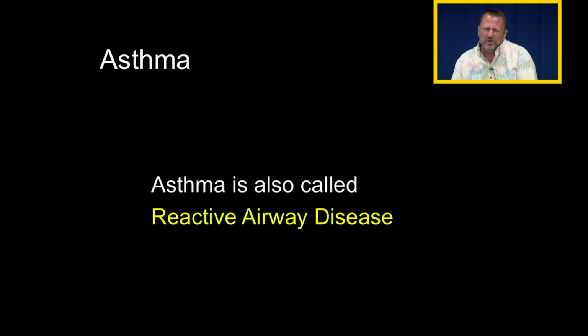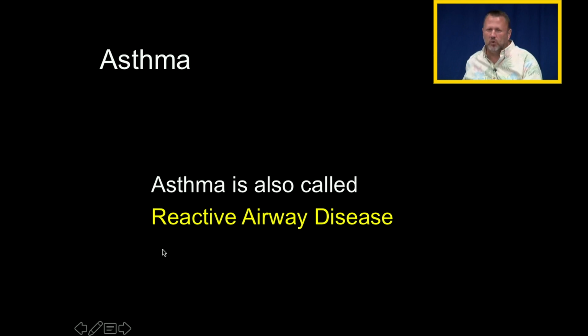So you'll hear asthma called reactive airway disease, and that's fine. When you hear somebody say reactive airway disease, we're talking about asthma, but there are other reactive airway diseases as well. Asthma is certainly the major one. However, there are people with chronic obstructive pulmonary disease that can have a reactive airway component to their disease as well. But for the most part, when you see reactive airway disease, people are talking about asthma.